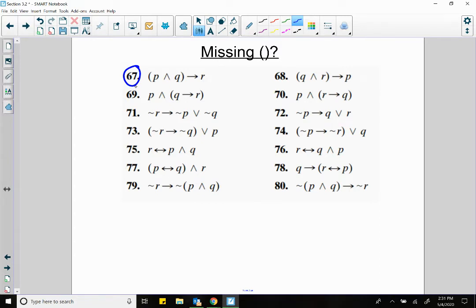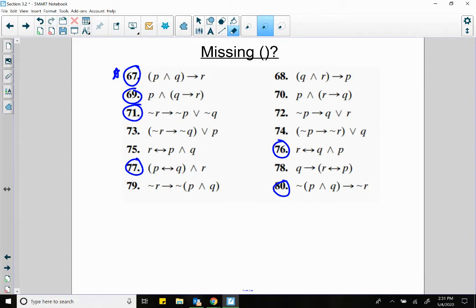Let's look at 67, 69, 71, 76, 77, and 80. Okay? So let's take a look at these. Some of these I'm going to do with you, some of them I will not. All right, so number 67. Do I have parentheses? Absolutely. And I don't have to worry about dominance of connectives here. If you have parentheses, then that means they've pretty much taken care of the dominance of connectives. You don't have to worry about anything.